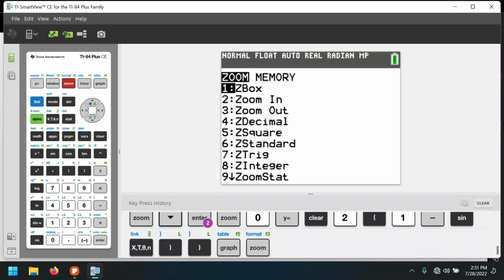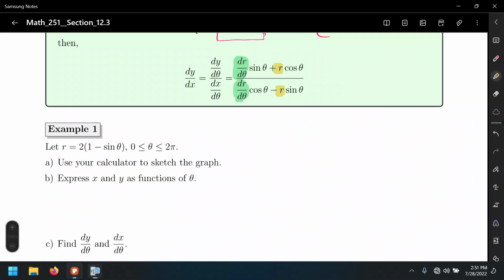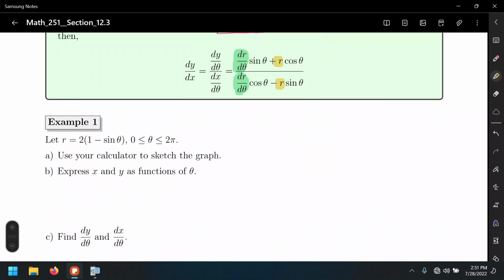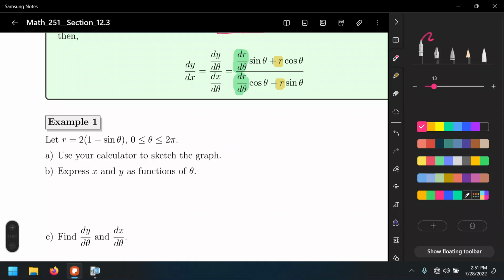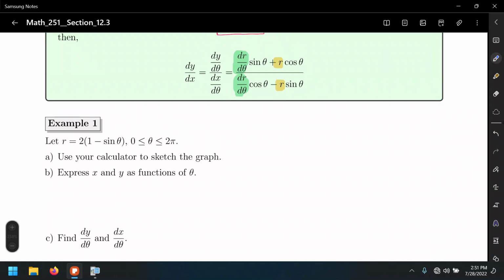So, let's zoom. Standard, I guess, number 6. And this is a cardioid, right? So, coming back to this, we got that first part already, the graph. And now, express x and y as functions of theta.